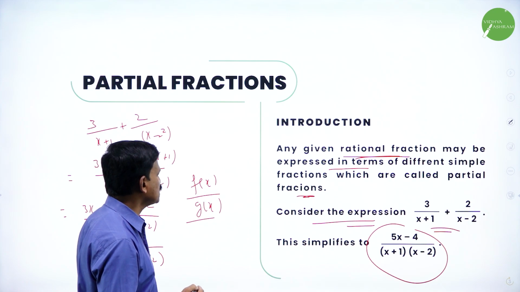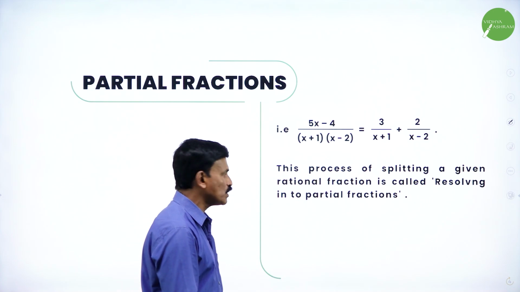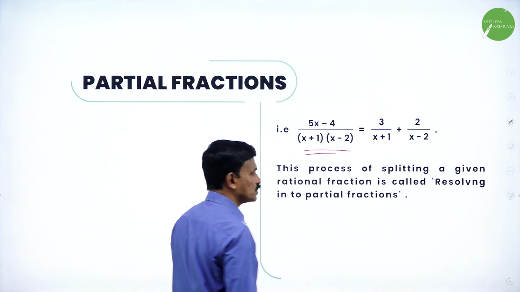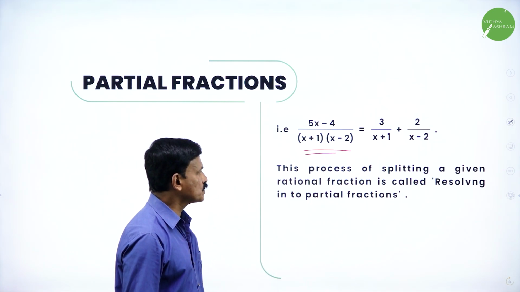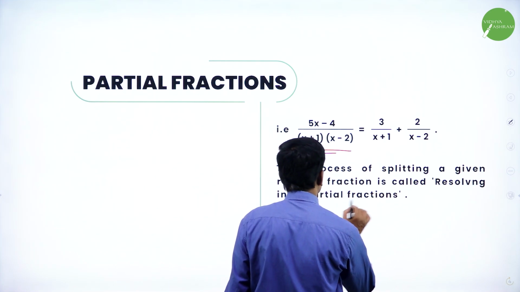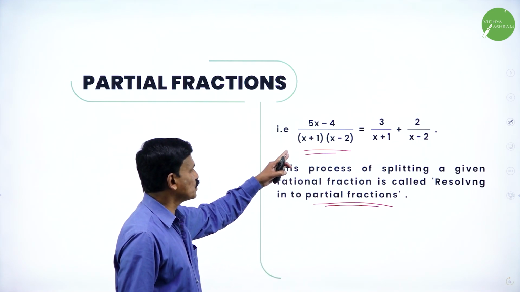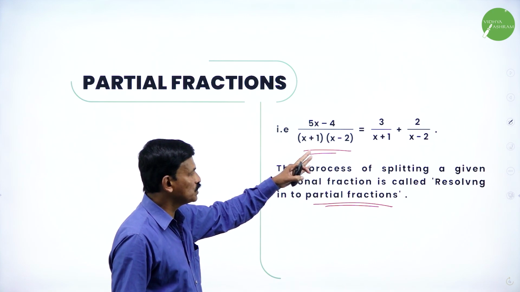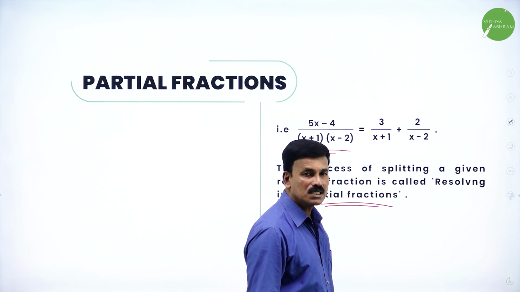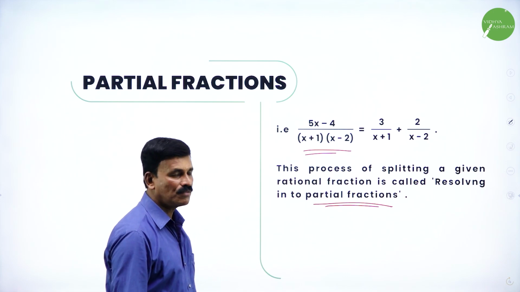Now, let us consider one more example. 5x minus 4 divided by x plus 1 into x minus 2, the same problem. Therefore, in general, 5x minus 4 by x plus 1 into x minus 2 can be written as 3 by x plus 1 plus 2 by x minus 2. This process of splitting a given rational fraction is called resolving into partial fractions. Resolving 5x minus 4 divided by x plus 1 into x minus 2 into 3 by x plus 1 plus 2 by x minus 2, this process of splitting, is called resolving into partial fractions.